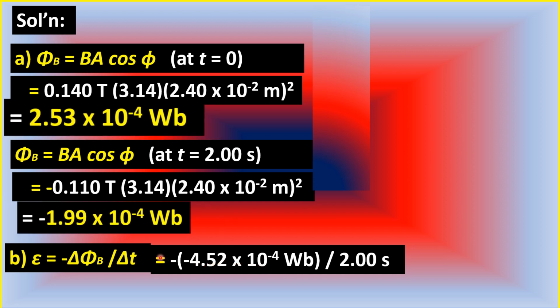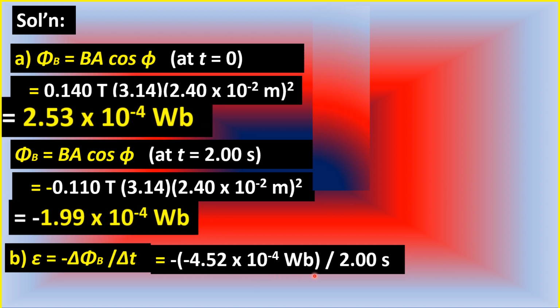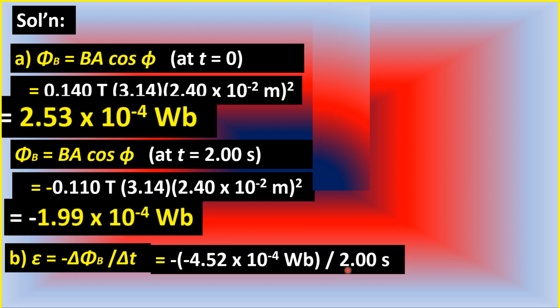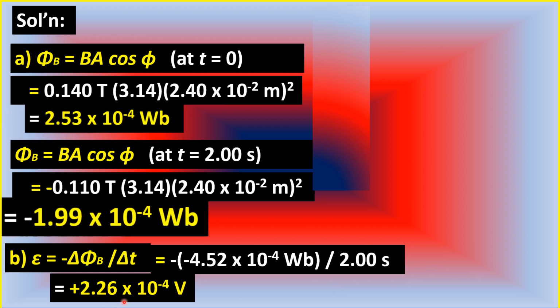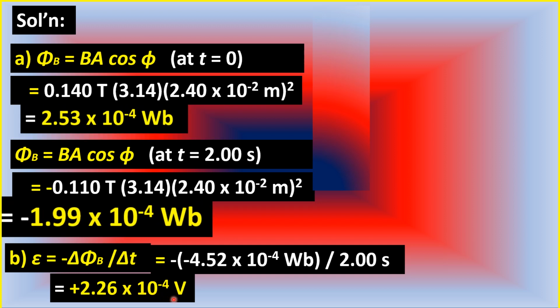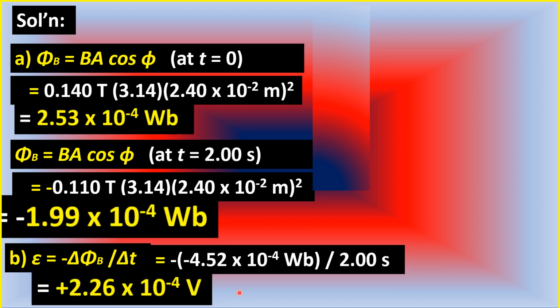Take note, there is a double negative. So negative, then parenthesis, negative 4.52 times 10 to the negative 4 Weber, still to be divided by the time interval, which is 2.00 second. So doing our math once again, we will get the induced EMF equal to positive 2.26 times 10 to the negative 4 volts. This is the magnitude of the induced EMF.